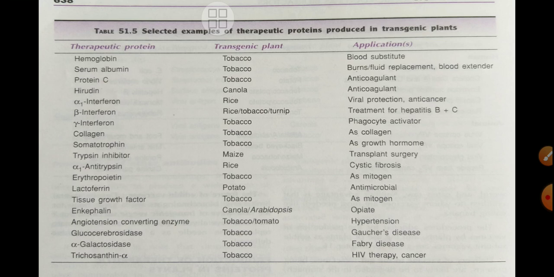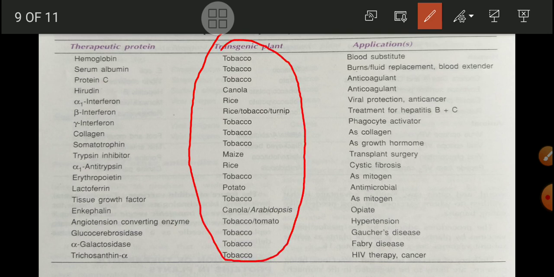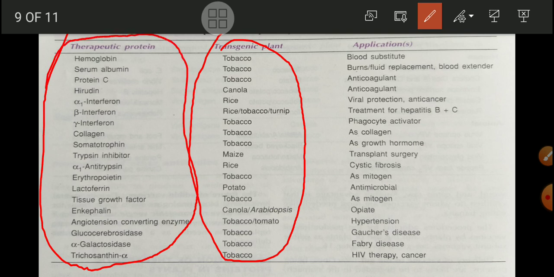Now, selected examples of therapeutic proteins produced in transgenic plants. Which proteins can be produced? Some transgenic plants have been listed: most of the time tobacco, canola, arabidopsis, tomato, potato, turnip, rice. Varieties of these transgenic plants have been produced. So these are the therapeutic proteins, meaning proteins that can be used in medicines to cure many more diseases, and that is possible here.